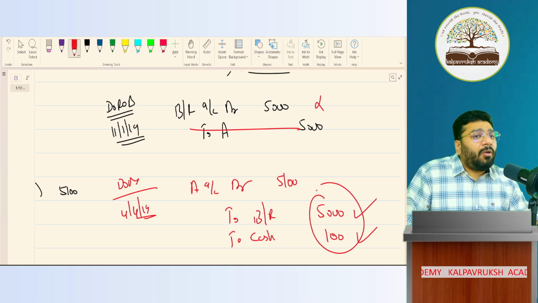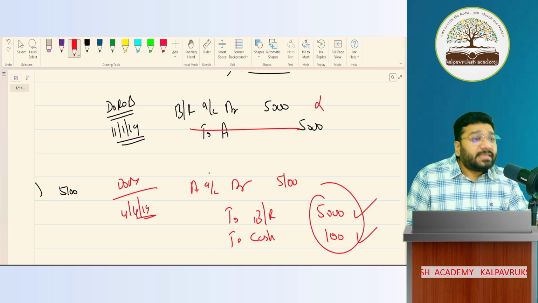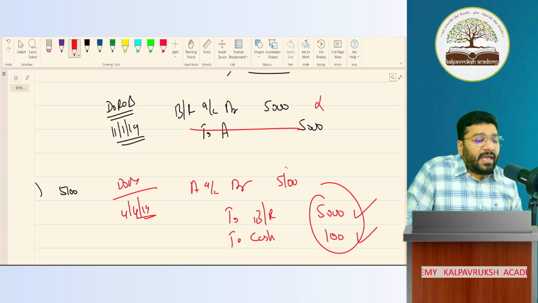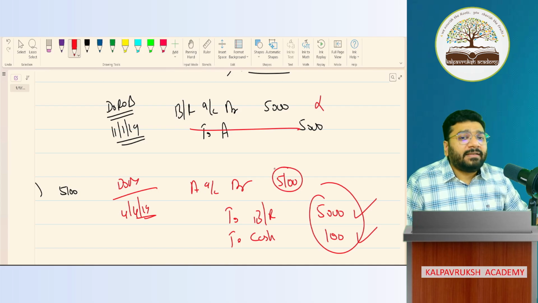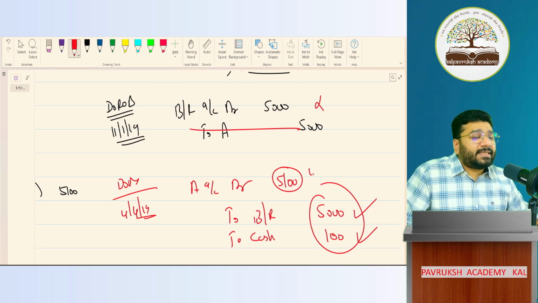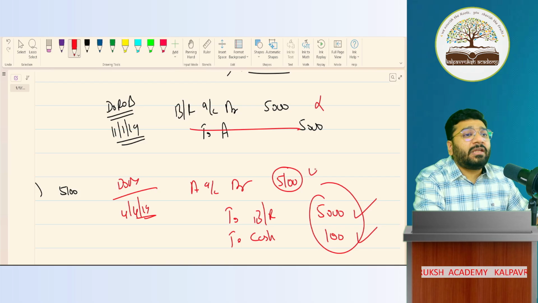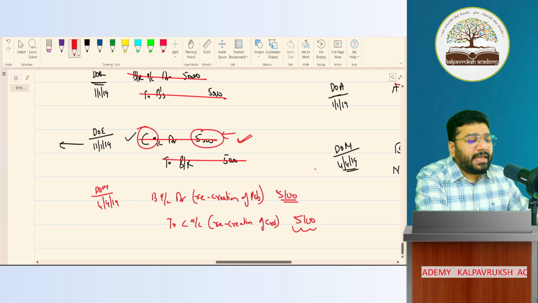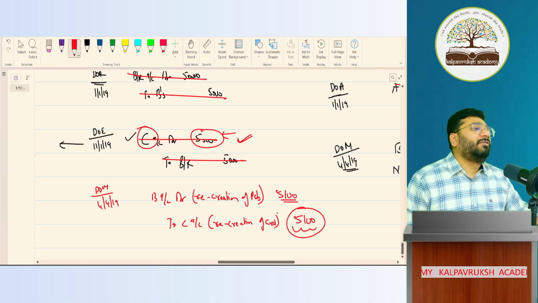In total, how much money are you supposed to receive now? 5,100. Now, from whom will you claim this money? Will C go behind B and ask for money? No. C will ask the immediate party, the relation. Who's that? A. From A, in total, how much should we recover? 5,100. So C says, A, you have to pay me 5,100. So you have to receive from A 5,100.